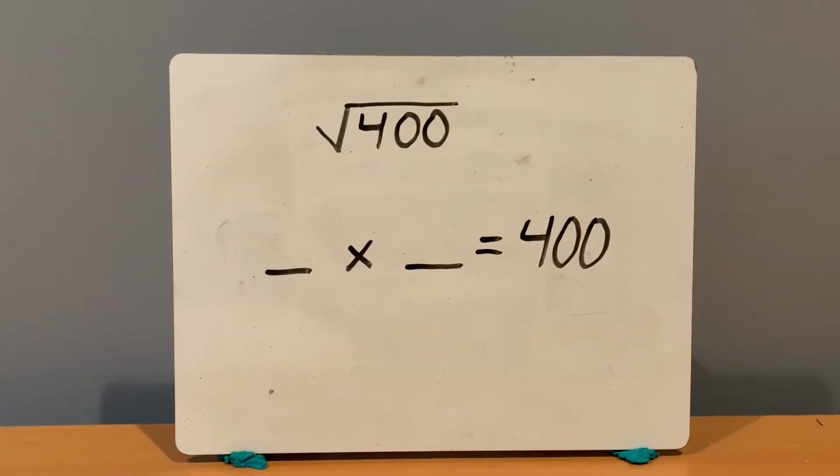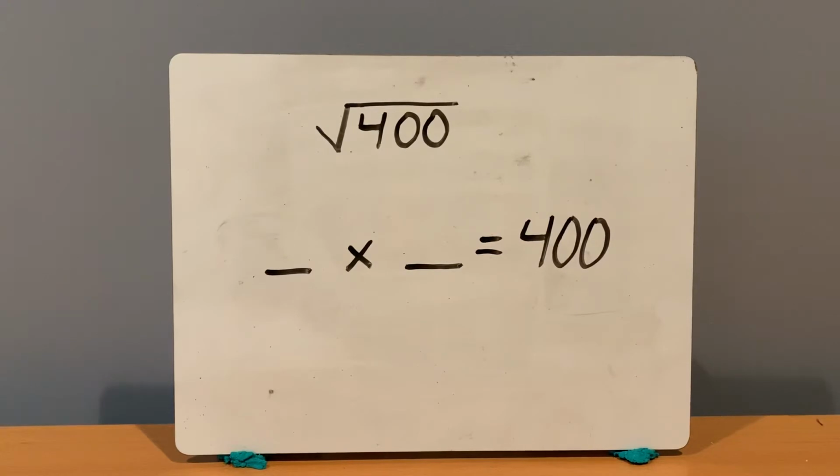In the example on the whiteboard, we have the square root of 400. Now we need to find a number that when we multiply it by itself, its product is 400. We know that the square root of 400 is more than 10 because 10 times 10 equals 100. We also know that the square root of 400 is much less than 100 because 100 times 100 equals 10,000.